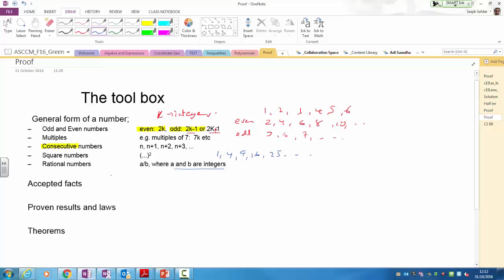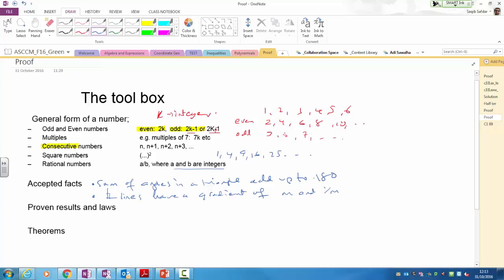Accepted facts are things like the sum of angles in a triangle adding up to 180 degrees. You don't need to go around proving that, you don't need to construct a proof if you have to use it. You can assume that's accepted. You can also assume perpendicular lines have gradients of m and minus 1 over m.